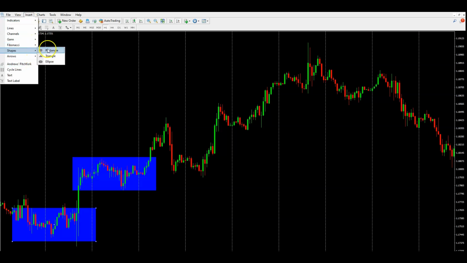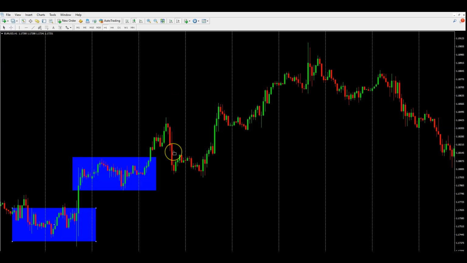Shapes, rectangle. You see the sideways motion, right? That's what we're looking for, because you know you're going to get it either way. And we are still in a what? Uptrend, right? You can help yourself out by coming up here, grabbing your trend line.